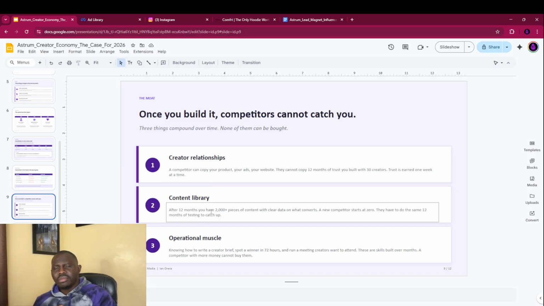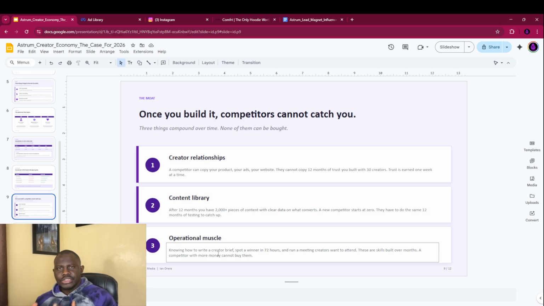Content library. It's crazy. Before someone catches up, it takes so much time, right? Number three, operational muscle: knowing how to write a creator brief, spot a winner in 72 hours, and run a meeting creators want to attend. These are skills built over months. A competitor with more money cannot buy this, because it takes time. It's relationship building.